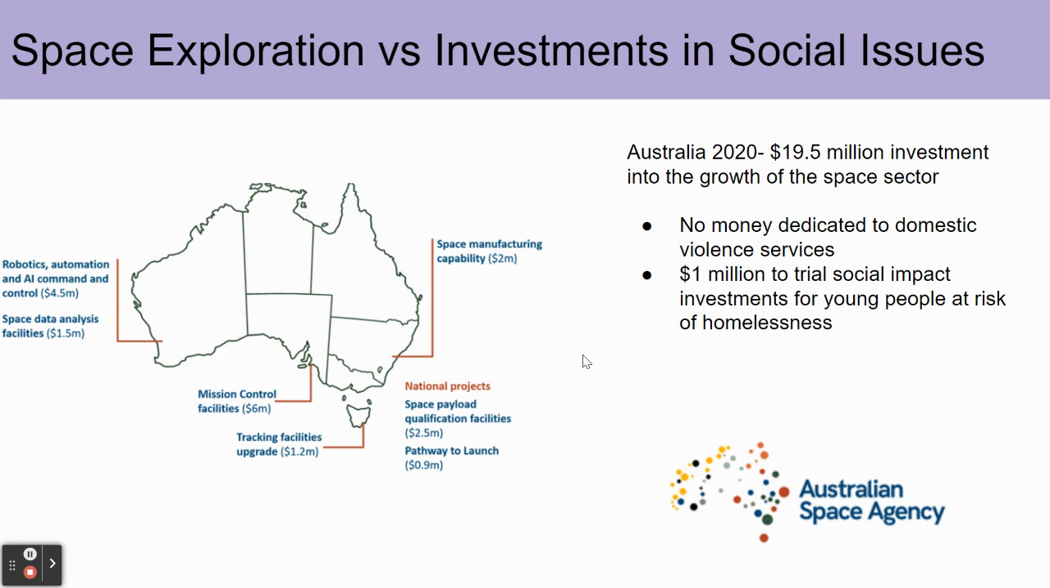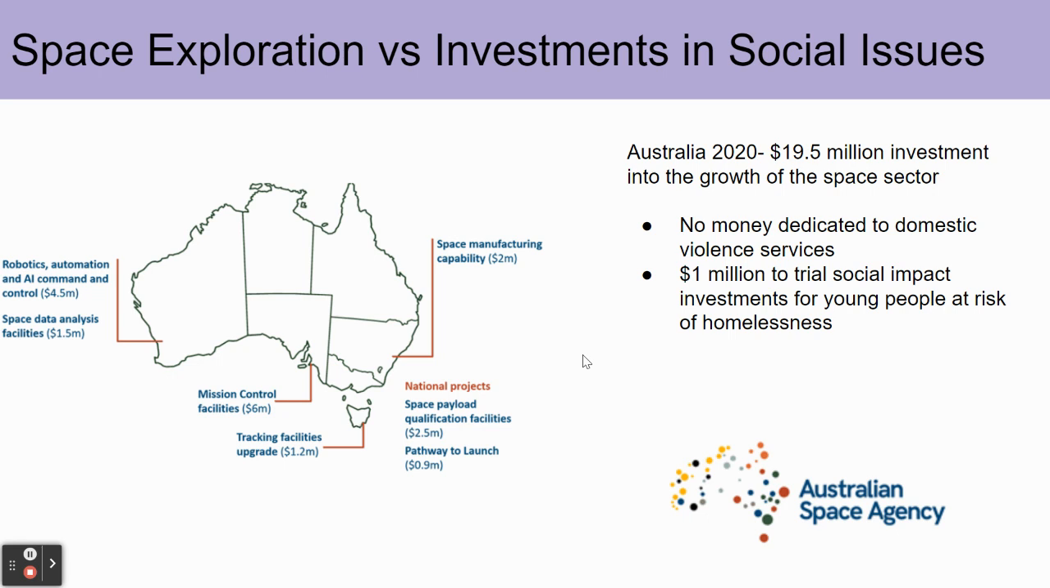So we can see here where the money would be allocated. In that budget, there is no money dedicated specifically to domestic violence services, and there was only $1 million to trial a program for young people at risk of homelessness. So if we're looking at different social issues that we could invest our money in rather than space, there are definitely a lot that come to mind.